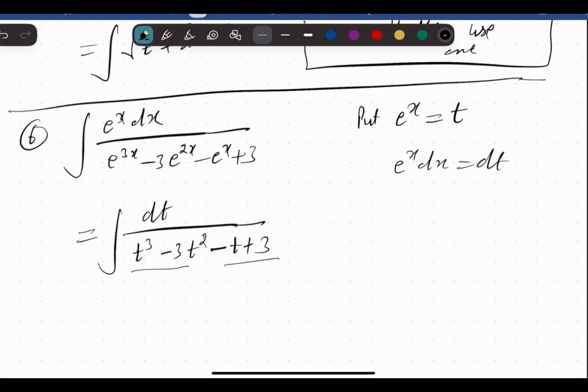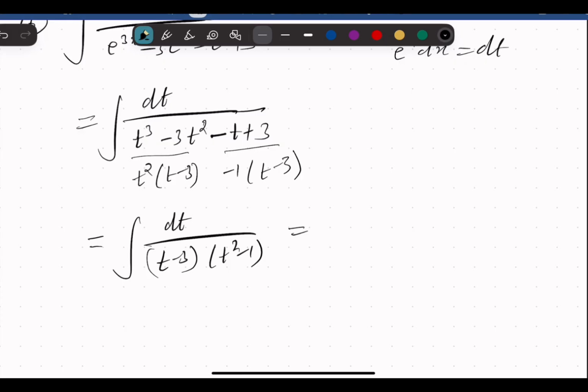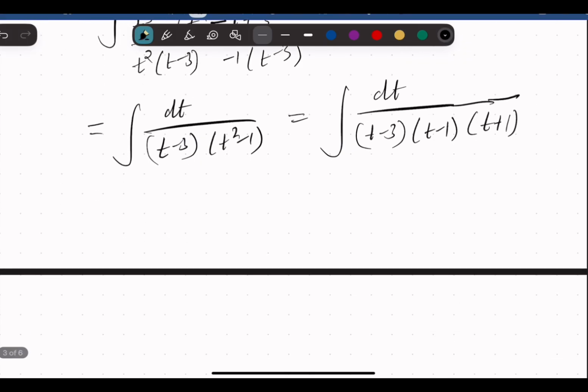Take this and this. What is common here? Here common is t square, and that will leave t minus 3. Here minus 1 is common, and t minus 3 is left over. So this will be equal to dt over t minus 3 common into t square minus 1, and this will be equal to dt over t minus 3 into t minus 1 into t plus 1. Now you can solve this further by partial fractions.